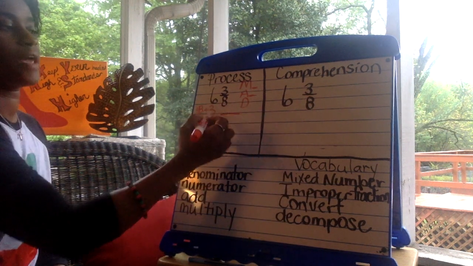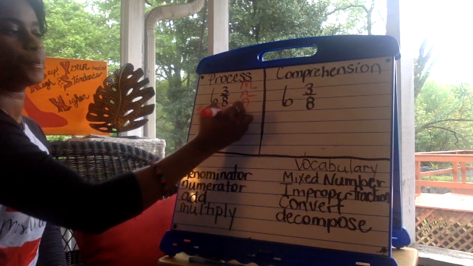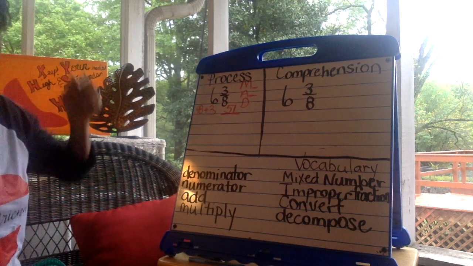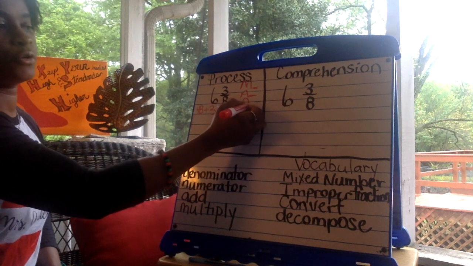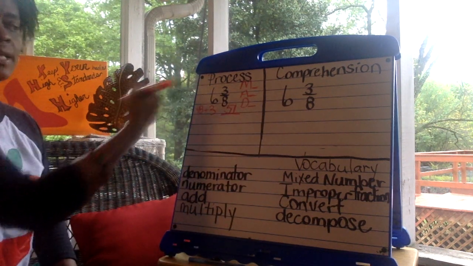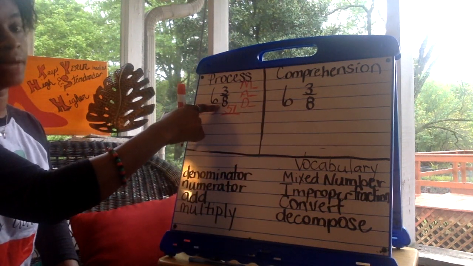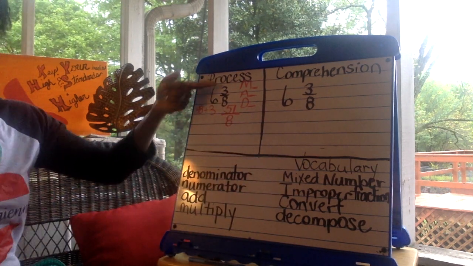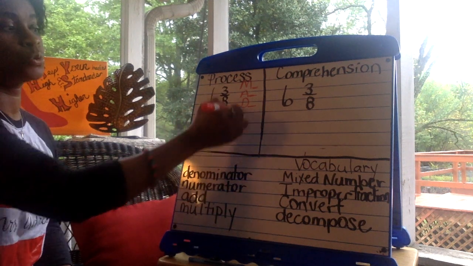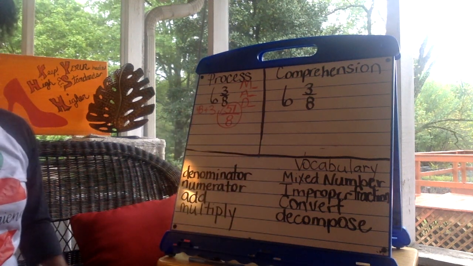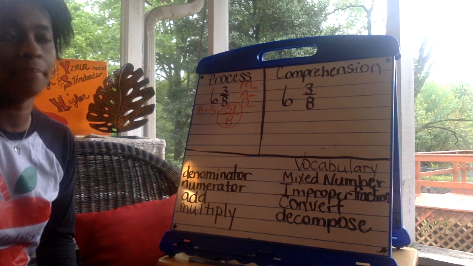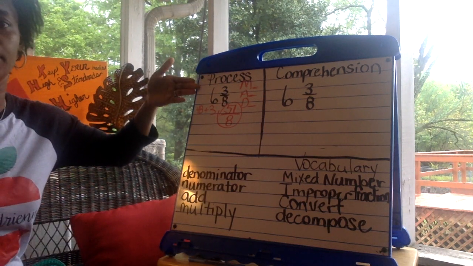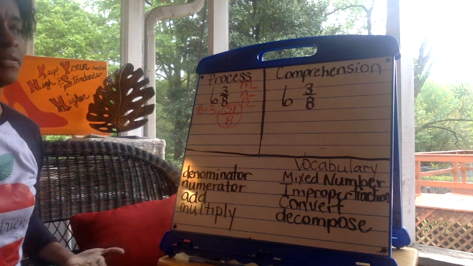yes, 51. 51 is now my numerator, but the third sequence of events in this process tells us that we need to keep our denominator. There you have it. 6 and 3/8 is equal to 51/8. Now, for me and for many of you probably watching, this is how we learned in school. And there's nothing wrong with that.